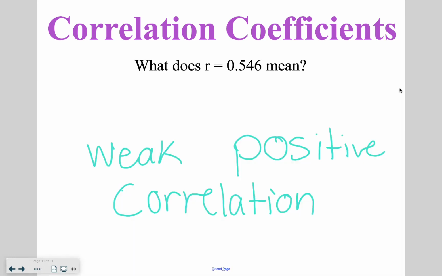So when we've got R is equal to 0.456, that's right around 0.5, which still gives us a weak positive correlation. It says only about 50% of the data actually lines up with this model.